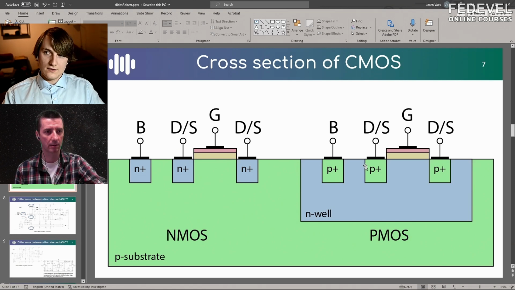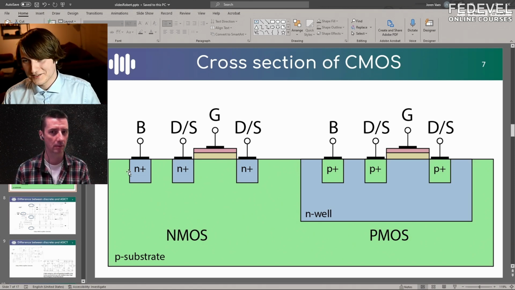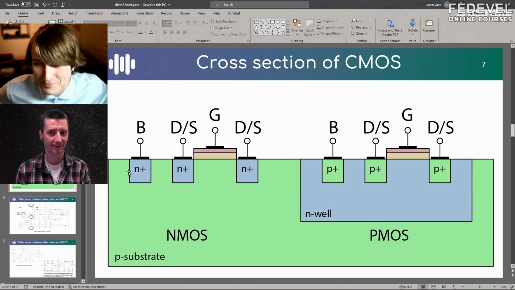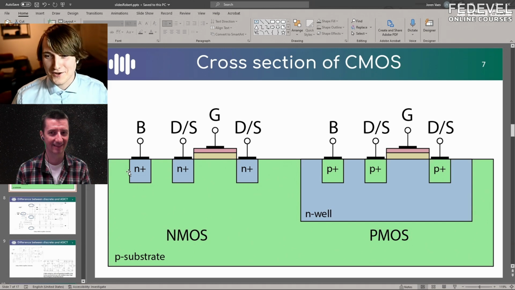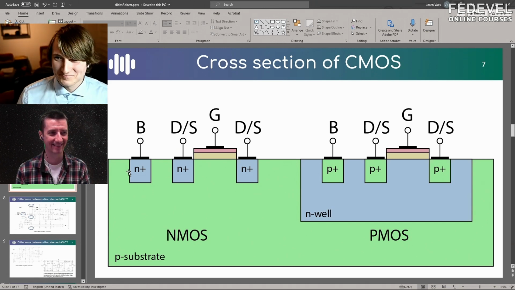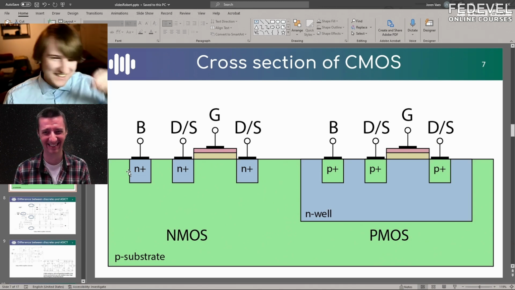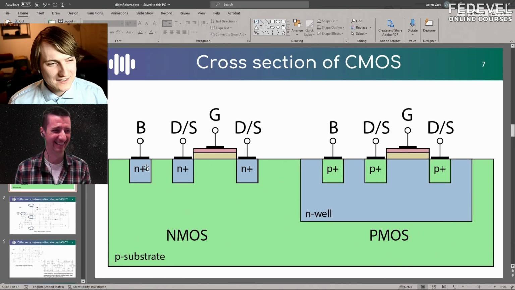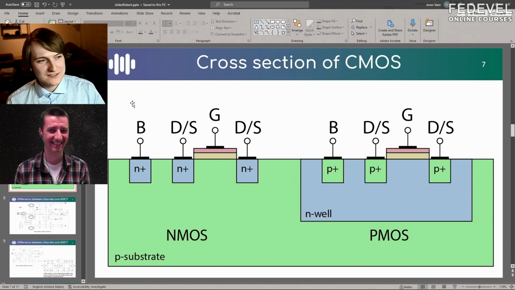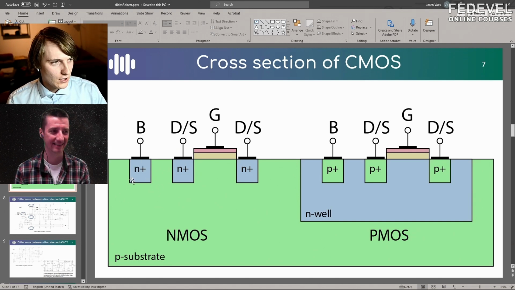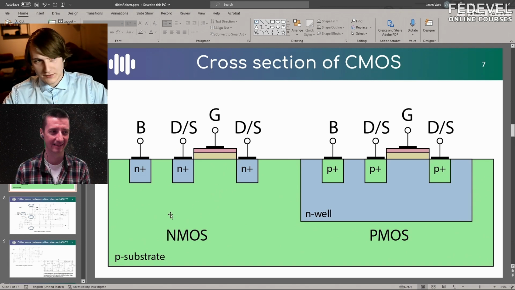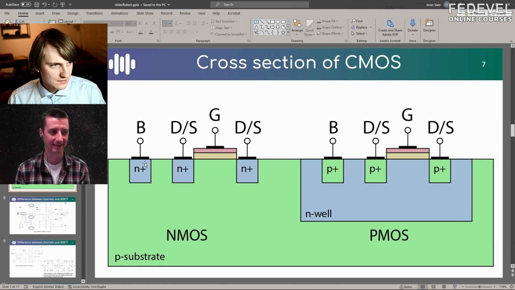What is B? That's the bulk. That's actually a trick question. How many pins does a MOSFET have? It looks like 4. It has 4. In discrete devices, the bulk is usually tied to the source, and so this is connected together. But what this bulk does is it's actually connected to the substrate material. This should actually be P.